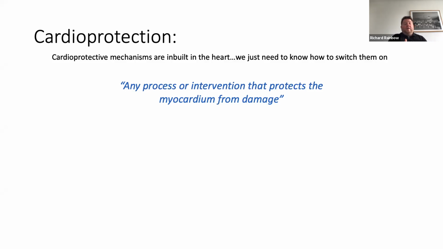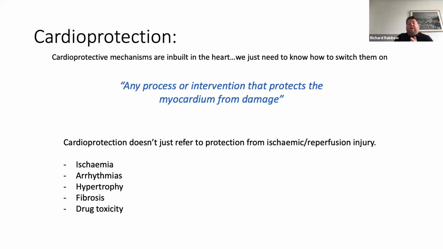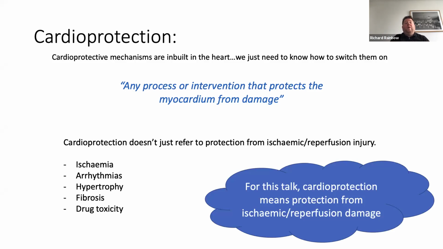Now, cardioprotection can be imparted by short periods of ischemia, by drugs, by anesthetics, and there's all sorts of different mechanisms that have been identified for imparting it, but the mechanisms underlying it are a bit more unclear. It's also important to note that cardioprotection isn't just talking about ischemia and reperfusion injury. So it can also be cardioprotection against arrhythmias, hypertrophy, fibrosis, and also drug toxicity as well. So there's lots of different things that fall under this umbrella term of cardioprotection. But for this talk, cardioprotection is going to mean protection from ischemia and reperfusion damage.